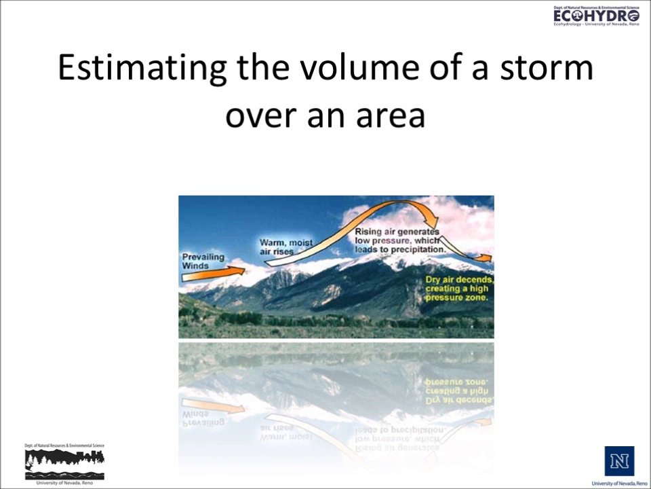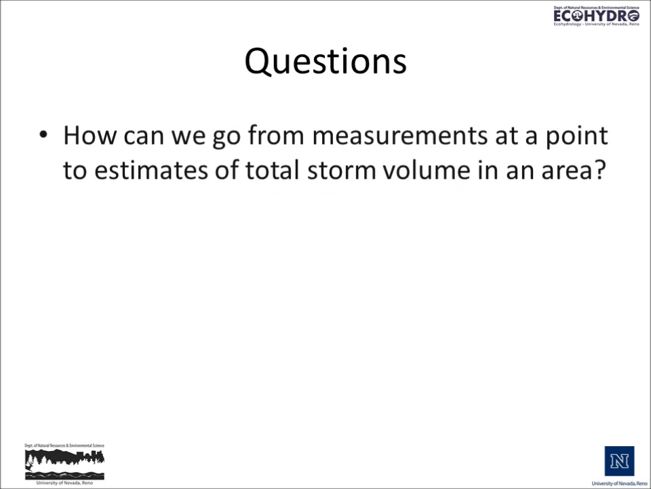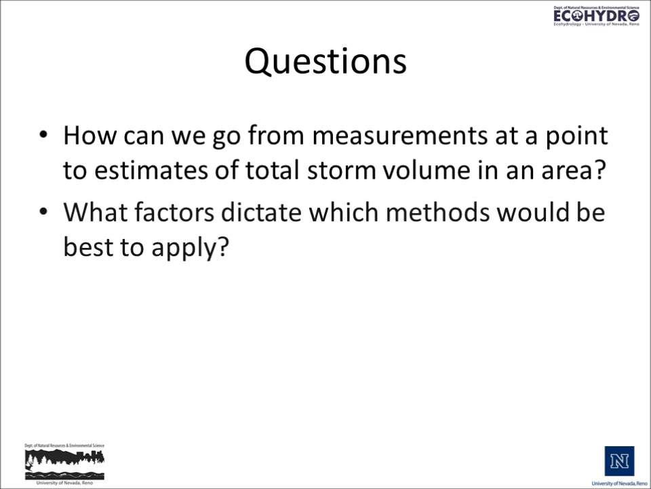And so essentially what we're given is point measurements. That means the measurements taken at single climate stations, and we're being asked to go from that to total storm volumes, which would still be measurements of length, but they'd also be something that we would be comfortable representing as having occurred in the entire watershed rather than at a single point.